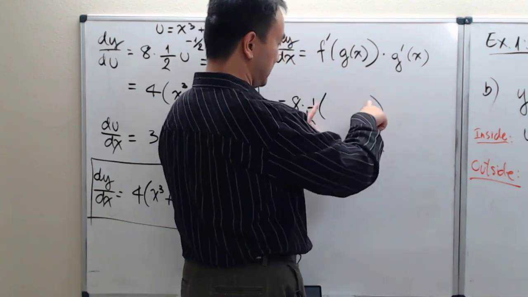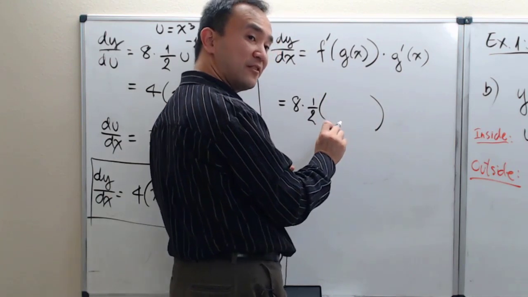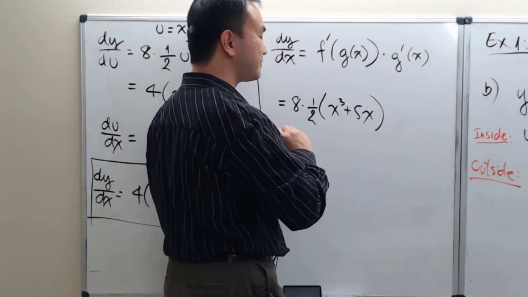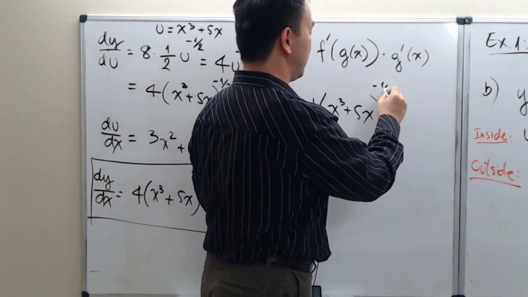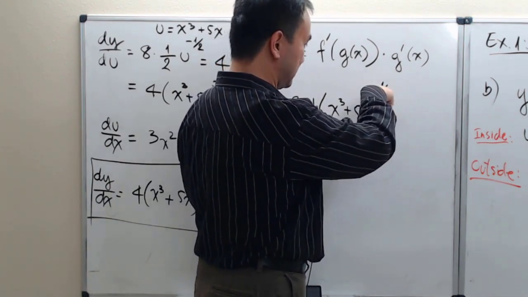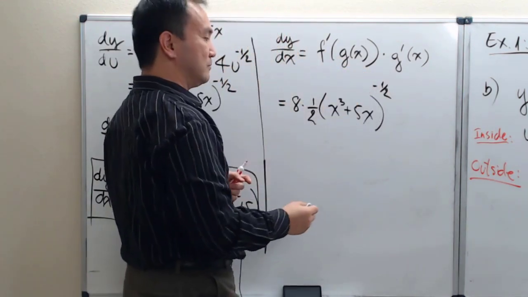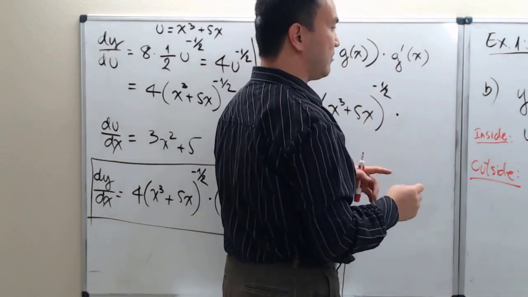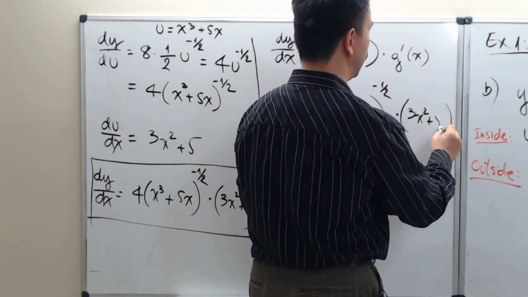And so with that clear indication, the derivative of the outside function is once again 8 times 1/2 times, and see this empty pair of parentheses here, I am going to put in my inside function, my g of x function. So that is where I put the x cubed plus 5x. Now this is raised to the negative 1/2 power. So 8 times 1/2, whatever that is here, to the negative 1/2, this is the f prime of g. But now I am going to multiply with g prime. So g prime here is simply 3x squared plus 5.